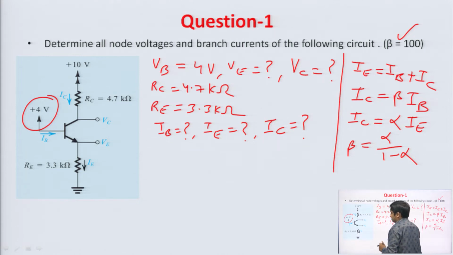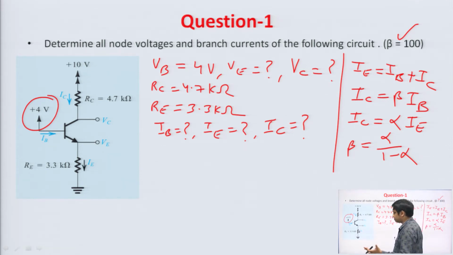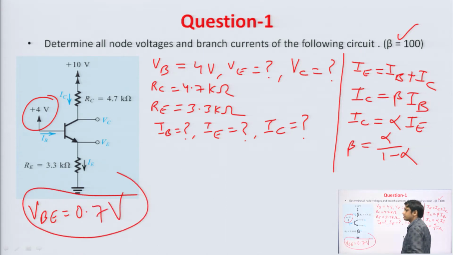Now, just see to it, one more thing, the base to emitter voltage is normally not given in the question. So, do not be upset with that, always assume VBE is equal to 0.7 volt considering the silicon transistor, fine. Sometimes it is given, and if it is given then of course, we have to take that particular value, but if it is not given, just consider VBE is equal to 0.7 volt.